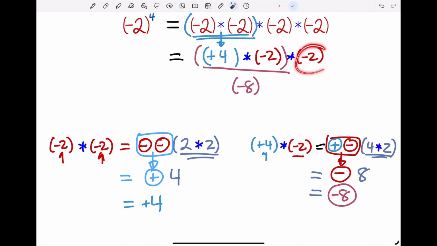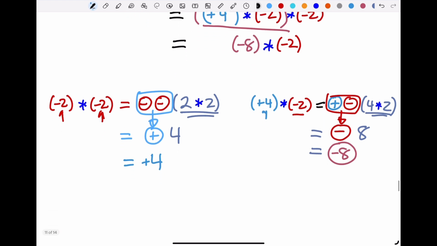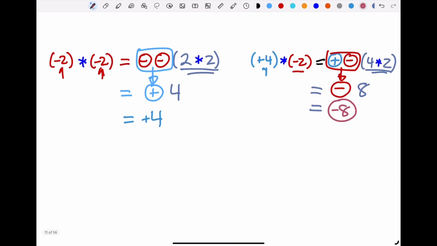We still have this negative 2. So we have negative 8 times negative 2. And all we have to do is calculate negative 8 times negative 2, and we're done. So let's do that. We have negative 8 times negative 2. Since we have a negative 8, we're going to take a negative sign out. And since we have a negative 2, we'll take a negative sign out.